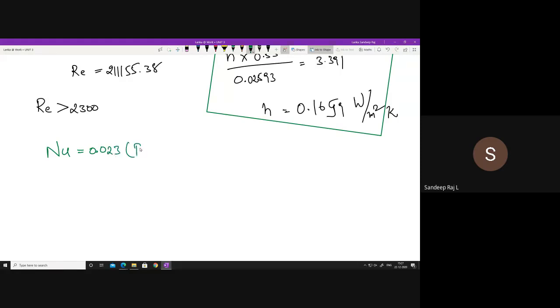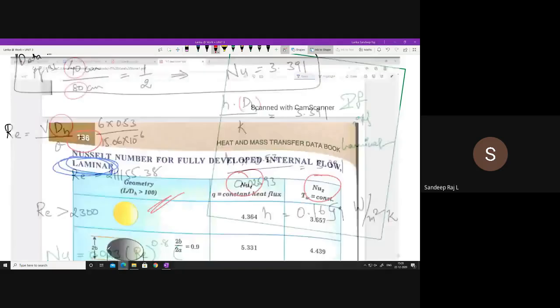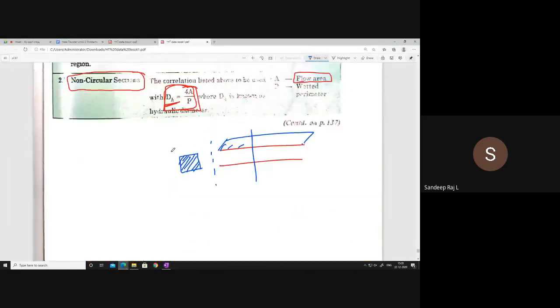Sir, what is the formula in this case? The same thing. Only the dimension at which you are calculating varies. The dimension is the same. It is 4A by P, that is the flow area by wetted perimeter. That is the hydraulic diameter you have to use. That is here. This one. Is it okay?